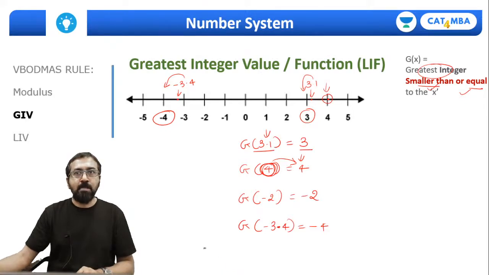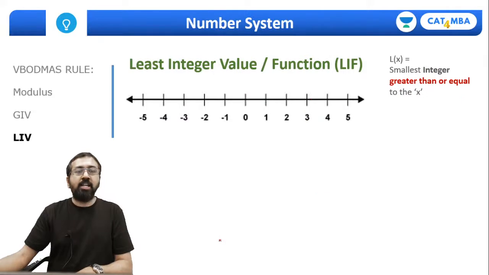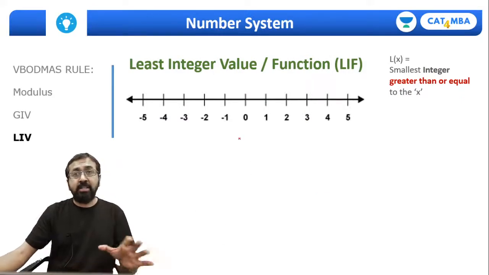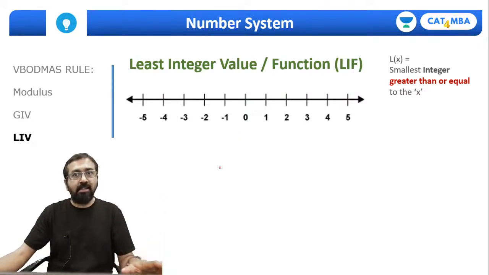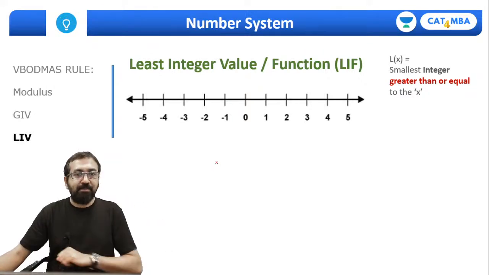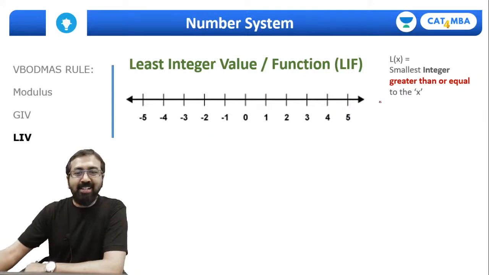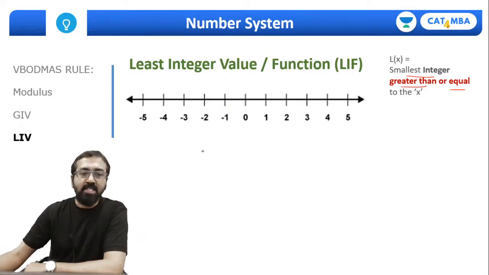Correct. Okay. Fine guys, so let's understand the least integer function, least integer value. Many a time this kind of question has been asked where you need to use this number line concept. So it's always a good idea to make sure that we have a thorough understanding of this one. So guys, the least integer value of any number is the smallest integer greater than or equal to the given number. Once again, the same rule.